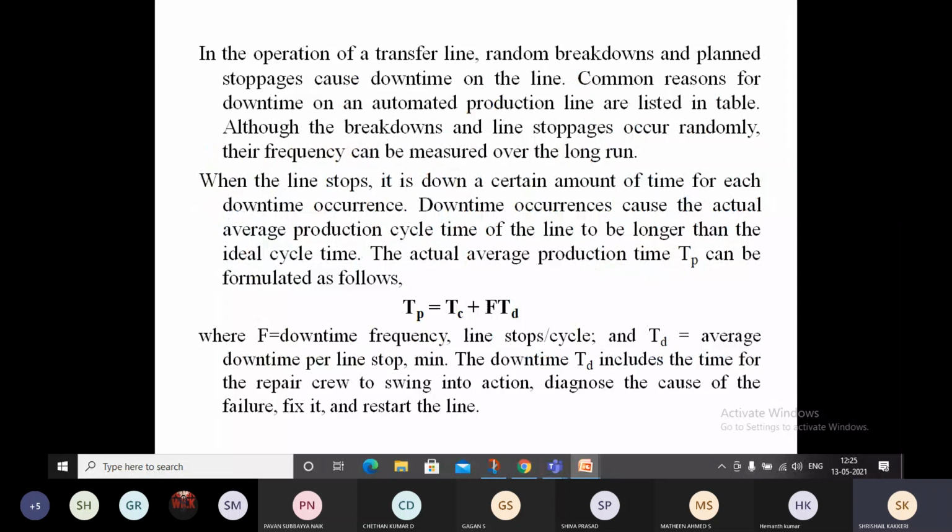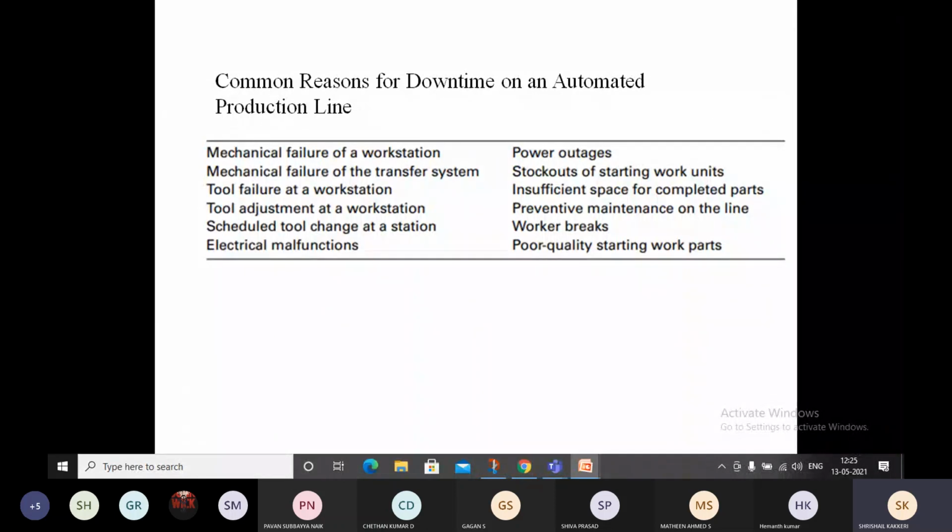Here I have given that in the operation of a transfer line, random breakdowns and planned stoppages cause downtime in the line. These are the common reasons: mechanical failure of workstation, mechanical failure of transfer lines, tool failure at workstation, tool adjustment at the workstation, scheduled tool change at the station, electrical malfunctioning, power outage, stock out of starting work unit, insufficient space for the completed part, preventive maintenance on the line, worker breaks, and poor quality starting work part.